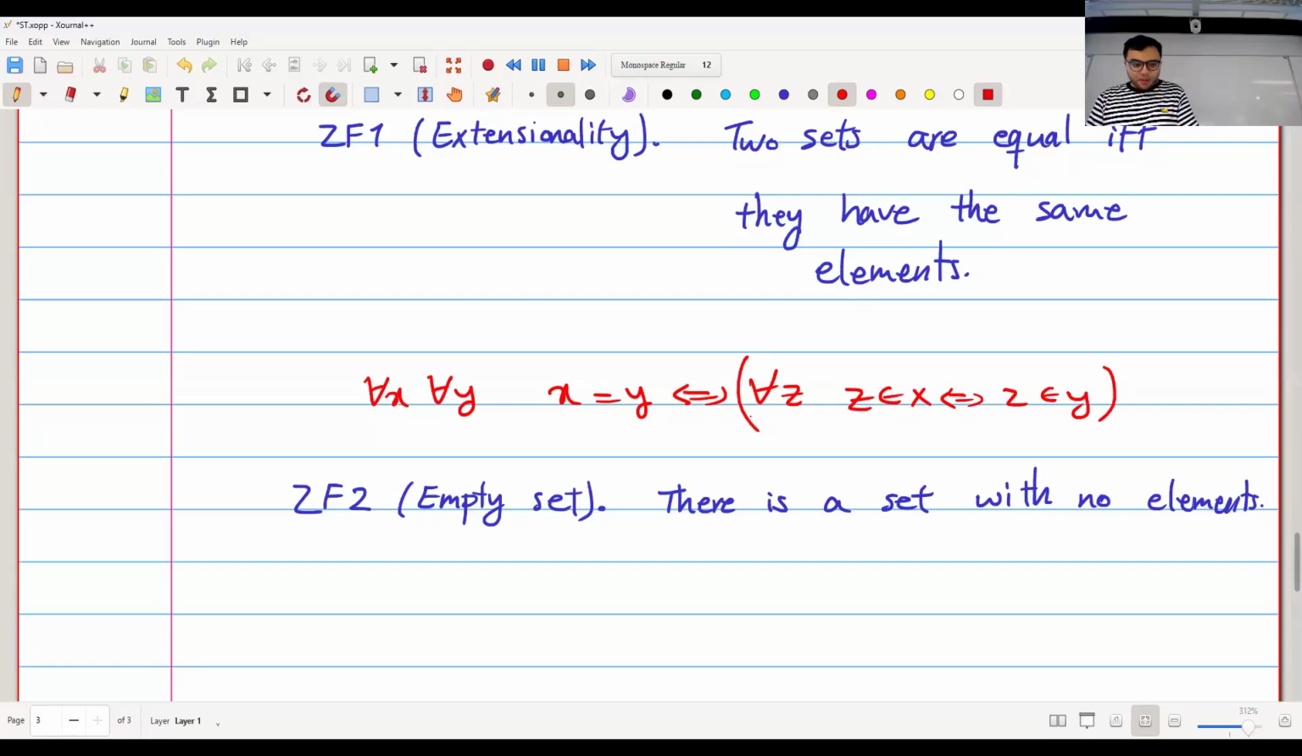How would I write it formally? I would say that there exists some set x such that for every y, y is not in x. I'm using some syntactic sugar here because I didn't have this operator "is not in". So this is actually the same as saying the negation of "y is in x", right? But again, I prefer to write it in a way that is more readable. So: there exists a set x such that for every y, y is not in x.